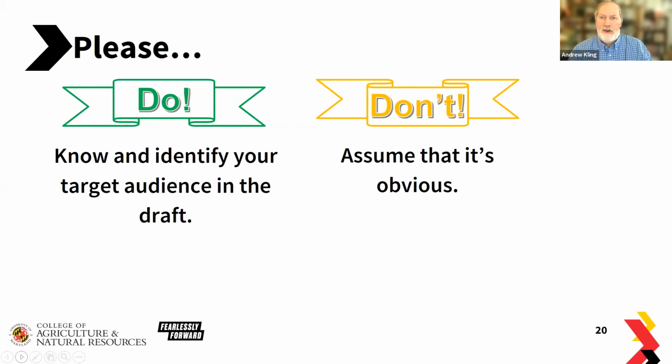So as you're starting to write your extension publication, or any publication really, you need to make sure you know who your audience is. Are you writing for a general audience, property owners who have a septic system, or are you writing for something more concentrated, like apple orchard growers? You need to know and identify your target audience in the draft, because really you can't assume that I'm going to know that it's obvious. An editor once said to me, if I can't figure it out, your readers aren't going to be able to figure it out. Make sure you know who that is and identify them early on.